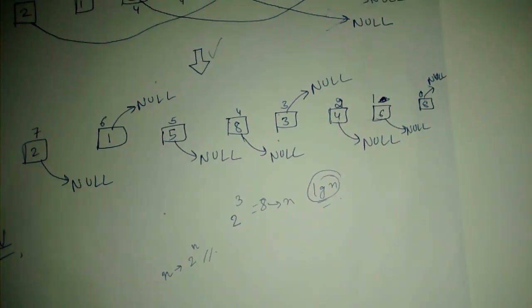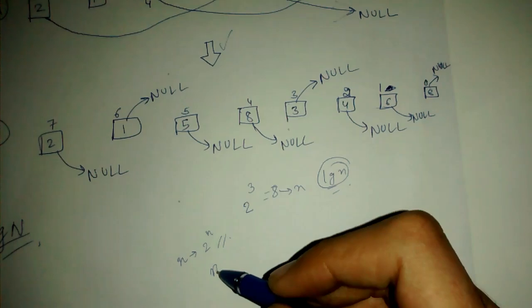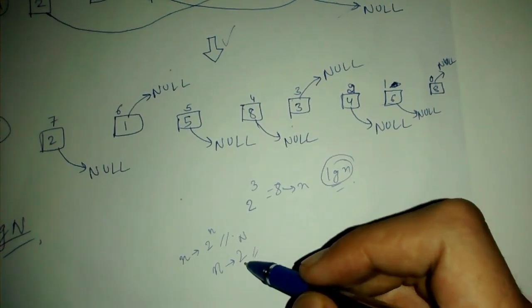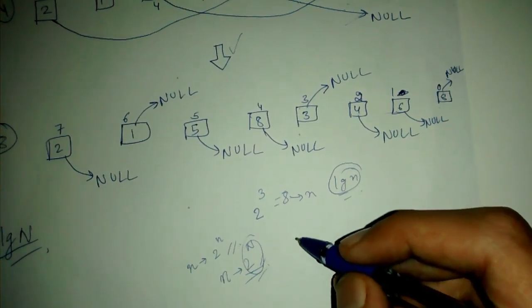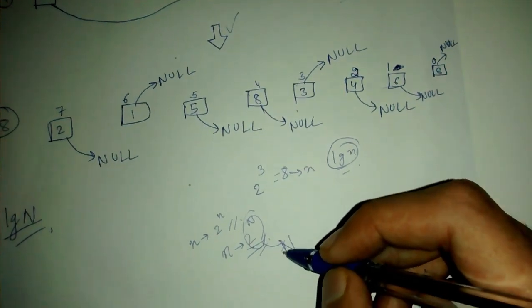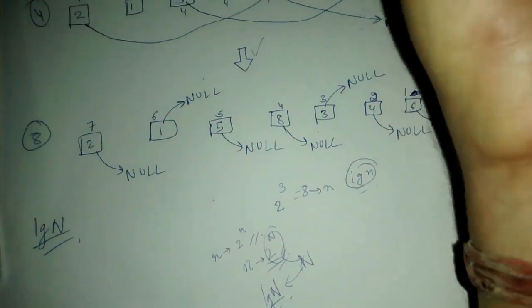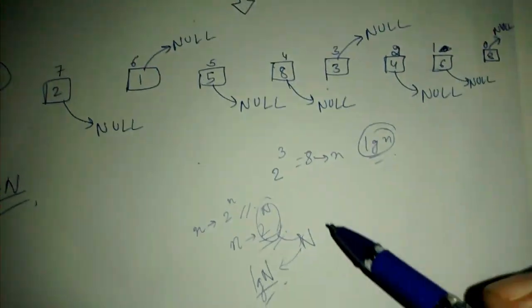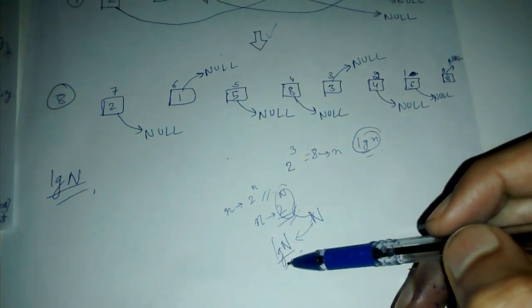Hence, in n iterations, we can make 2 power n elements point to null, that is, their distance we can find. So if we have n elements whose distance is to be found, we can do them in log n iterations. And each iteration takes a constant time on the parallel machines. So this algorithm's complexity is log n.